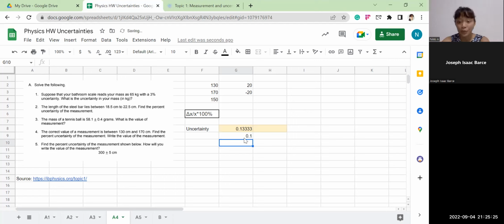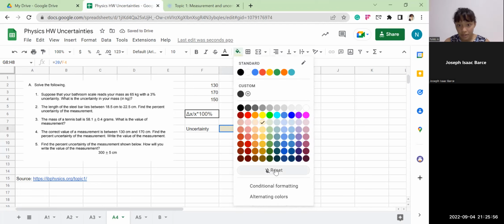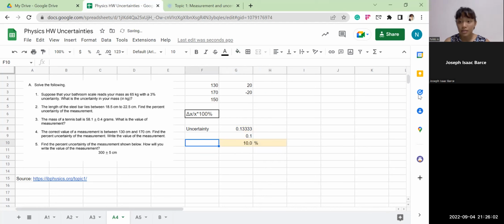Now, what is 0.1 in percent form? 10%, so times 100. Correct. That's 10%. So your answer should be 10%. All right? Any questions about percent uncertainty? Yes.